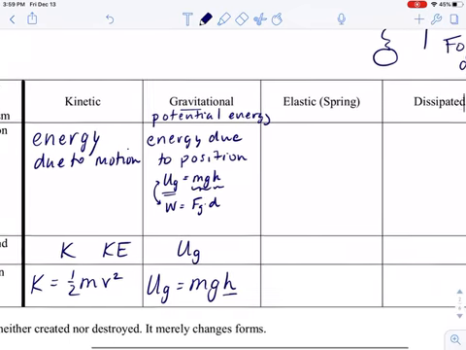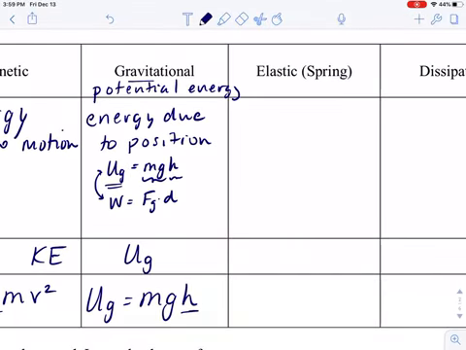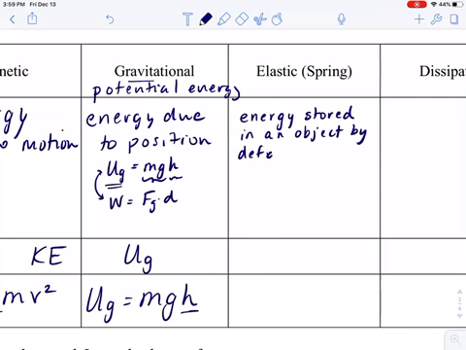At this point in the game, we've looked at springs already, but let's review. Elastic energy, or spring energy, is energy stored in an object by deforming it. So in the case of a spring, you could stretch the spring or you could compress the spring. There are other things like a bouncy ball that when you bounce it, it gets compressed at the bottom of the bounce.